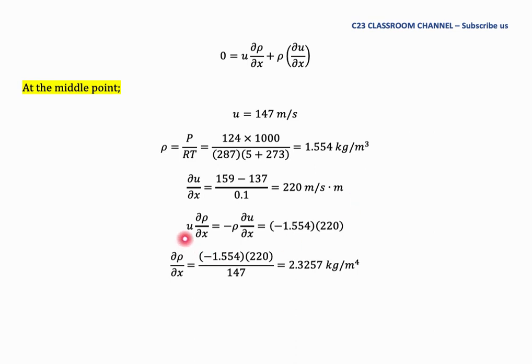So we have u del rho over del x is equal to minus rho del u over del x. This term actually comes from this term, so we bring the value of this one to the left side, so we have a minus sign like this. So we substitute the value of rho that we calculated here, 1.554, so we have negative here, and we have du dx 220. So we could get the value of del rho over del x by dividing this value by u here. u is already given here as 147, so we divide it by 147 here, so we get del rho over del x is equal to 2.3257 kilograms per meter to the power of 4.